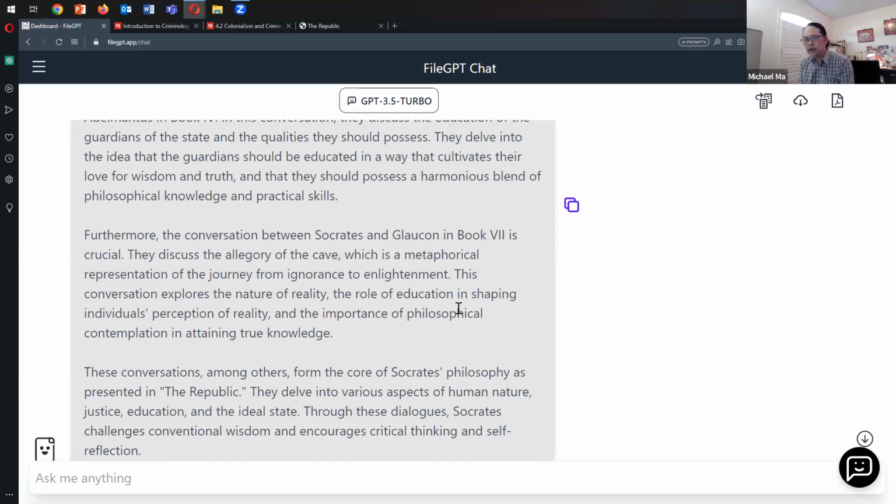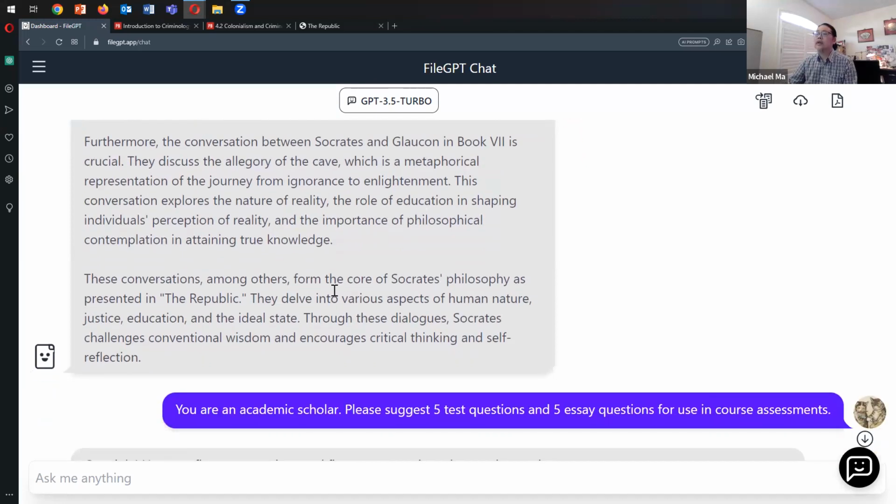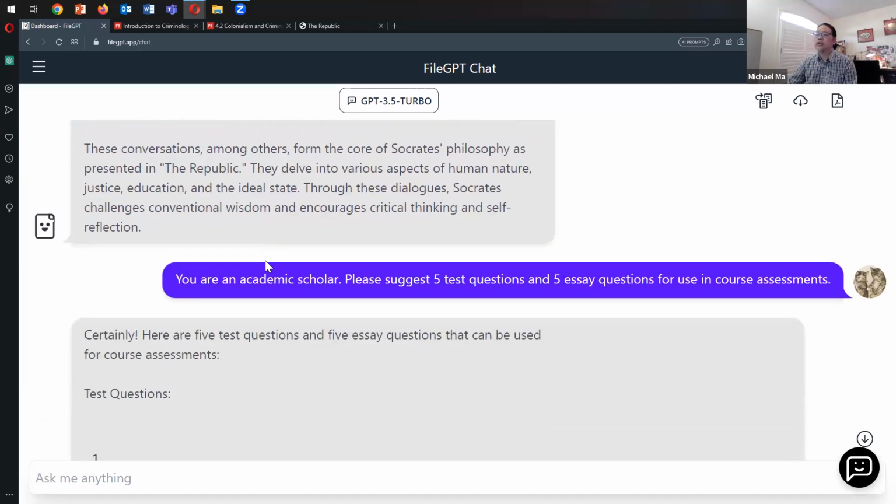And again, it points out why we must be critical and careful of reading and interacting with the generative AI, even when we upload a specific document, because it is confabulating, or some people say make up, or people like to use the word hallucinate, but it's making up, I think, a citation here. They discussed the allegory of the cave, which is actually one of the issues. So that is good. So on and so forth.